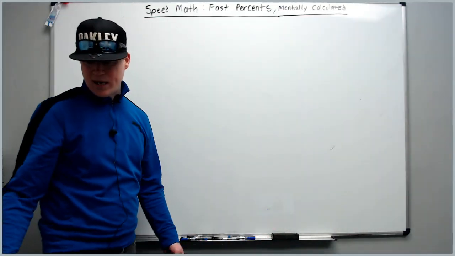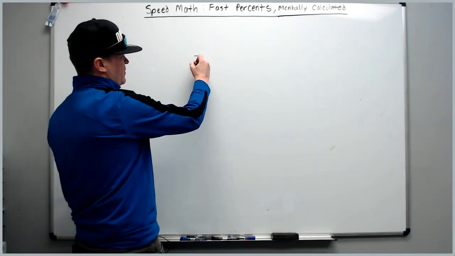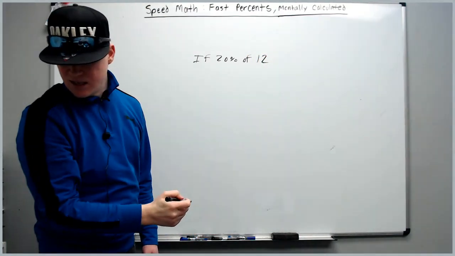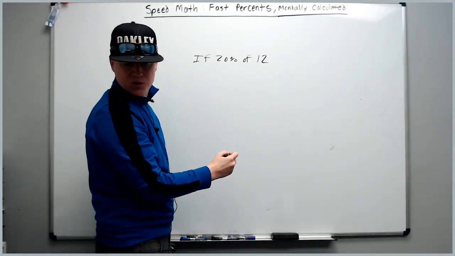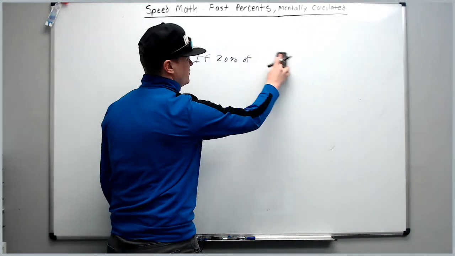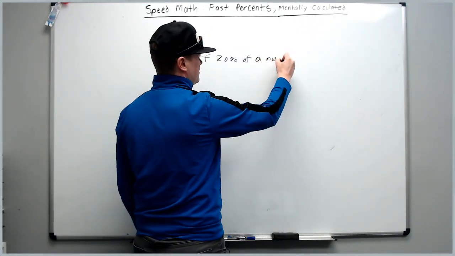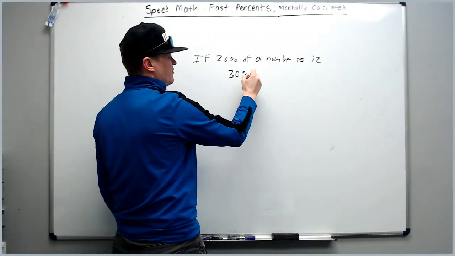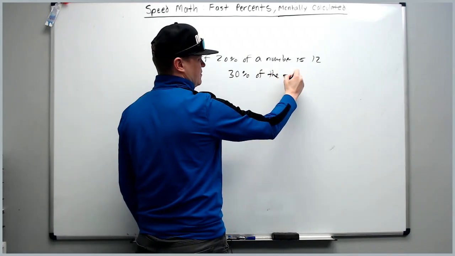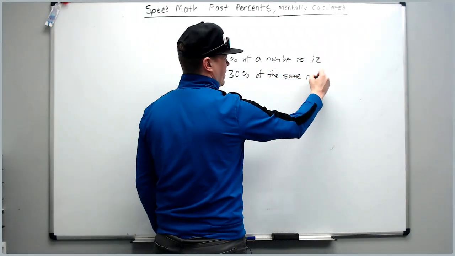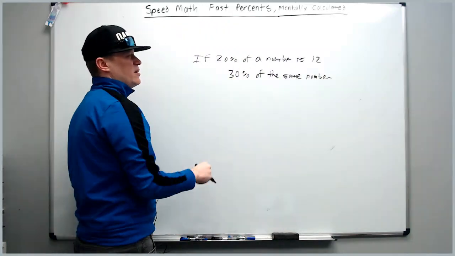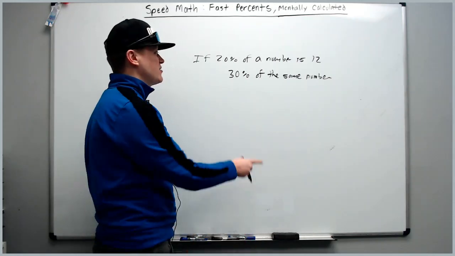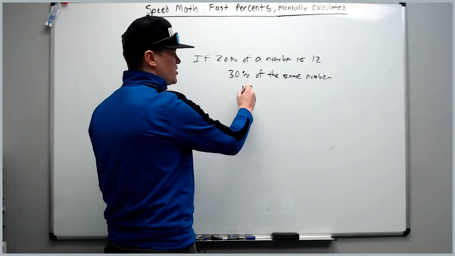So let's give a random problem. This problem from an AMC says, if 20% of a number is 12, what is 30% of the same number? So 20% of a number is 12. Again, if 20% is 12, what's 10%? Half of 12, it's 6. So 30% is 3 times 6, which is 18.